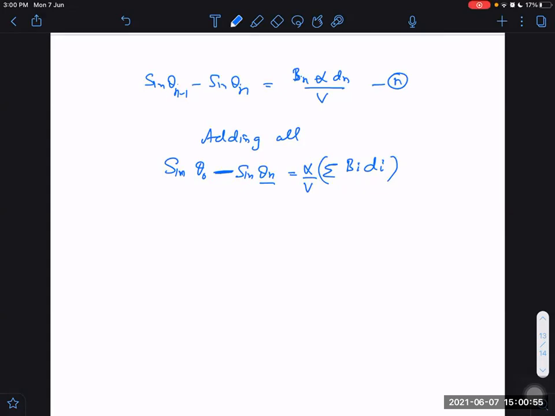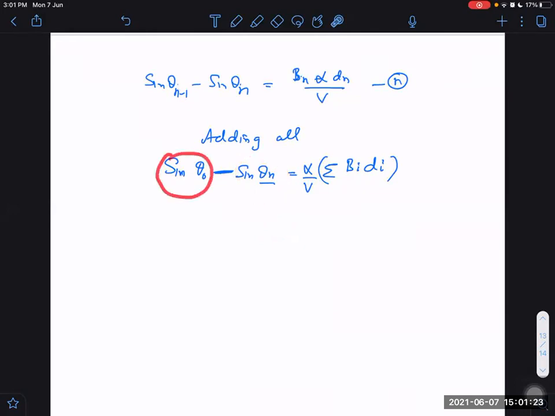When theta n becomes 90 degrees, we can get the maximum distance. Correct. So what is sin theta n here? Sin theta n can be maximum possible 1 only. Right or not? Yes, sir. The maximum possible value can be 1 only for this.